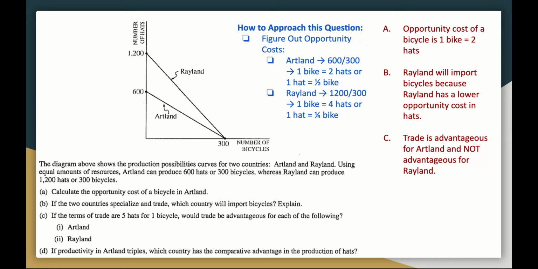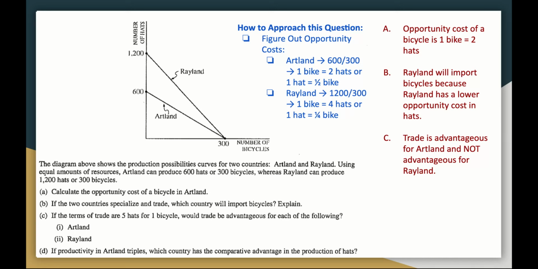It is not going to be advantageous for Rayland because if they were to do this on their own, they would not have to give up the 5 hats. For them it doesn't really make sense because if they were to just do it themselves, instead of Rayland getting a bike, they could just make 4 hats. So they're giving up more in the trade.